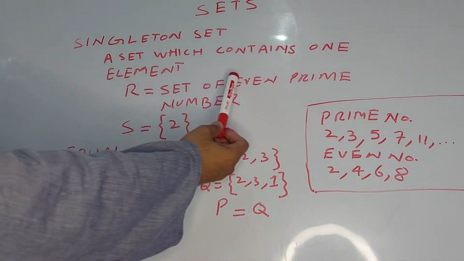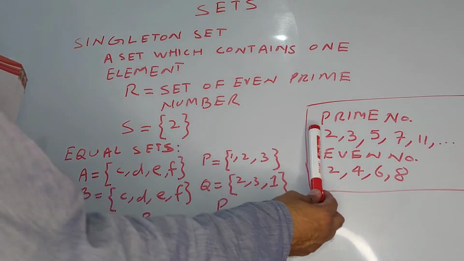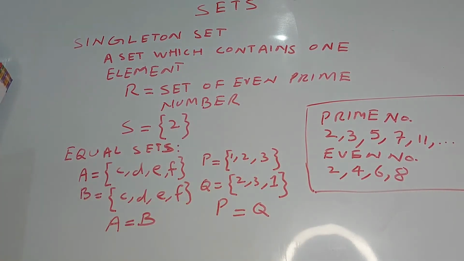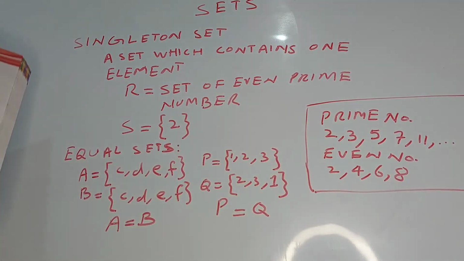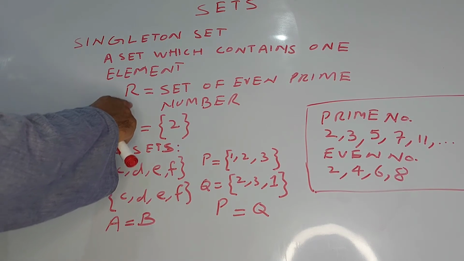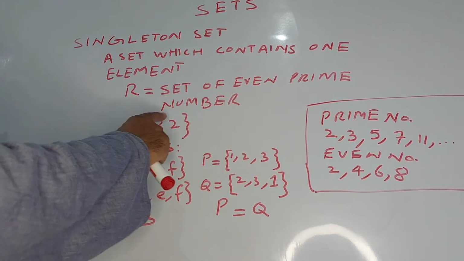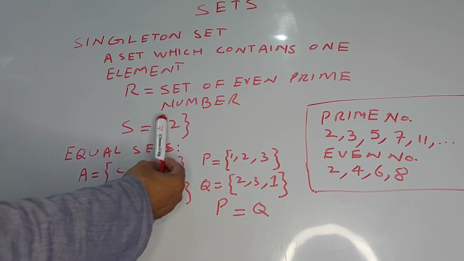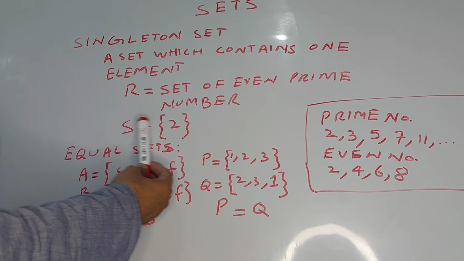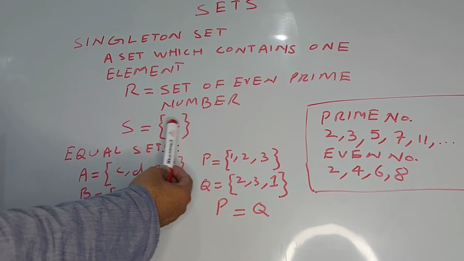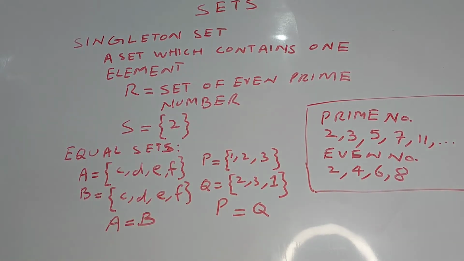Now R is the set of even prime numbers. Now what are the even numbers? That can be divided by 2. So from prime numbers only one number is the even prime number, that is 2. So set R, the set of even prime numbers, contains only one element. For example, S is equal to {2}. So R is a singleton set, and this other example, {2}, also contains only one element, so it is called a singleton set.